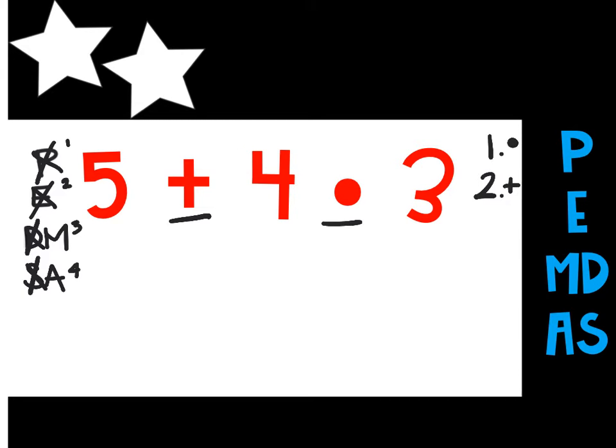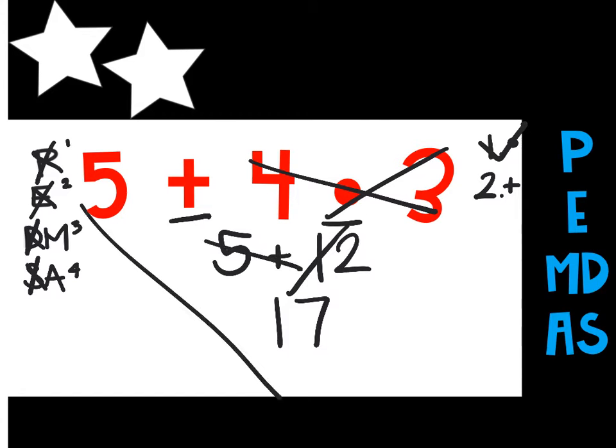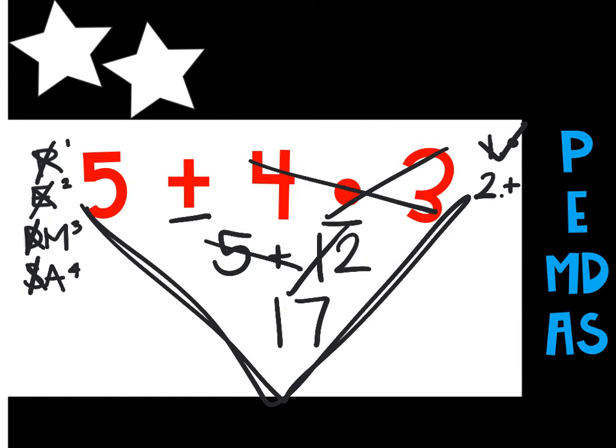So my first step is 4 times 3. That's 12. Cross it out. Check it off. Bring everything else down. 5 plus 12 is 17. Make your V for victory, and you're done.